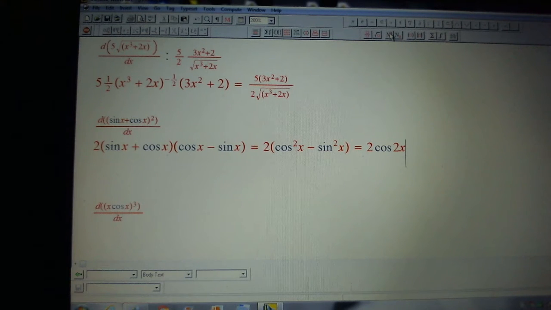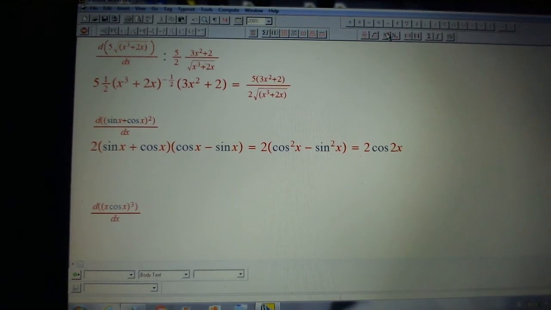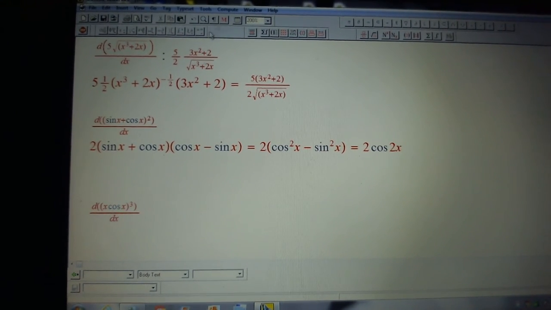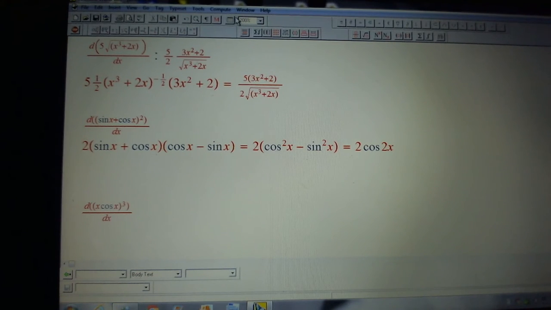But I bet that this is what the computer gives us, because the computer is also kind of programmed to do things the way that a math person would do it. So there it is, 2 cosine 2x. We did get it right.